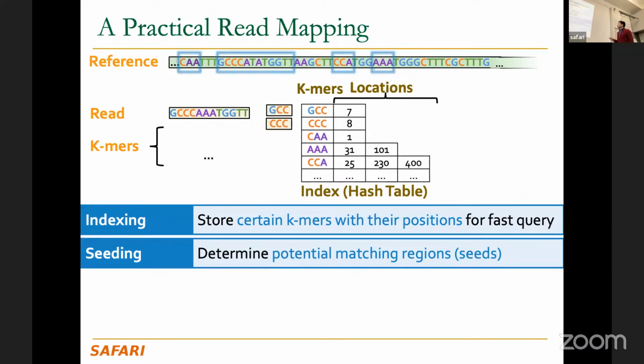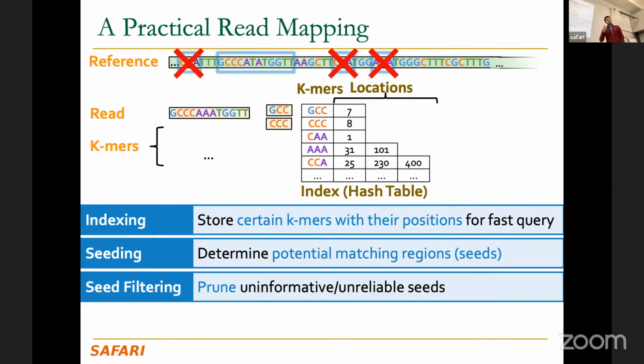And then when we have these matches that we call seed matches, some of these matches can be, let's say, incorrect. So you want to minimize the number of false matches of these k-mers in the reference genome so that the next steps in read mapping are relatively cheaper. For this, approaches called seed filtering, or chaining, are applied to prune uninformative or unreliable seeds.